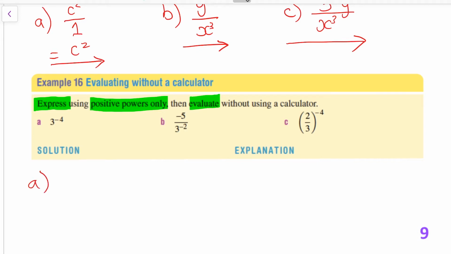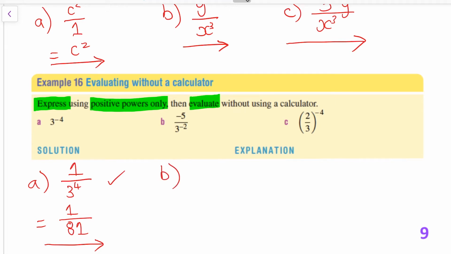3 to the negative 4 is now going to become 1 at the top and then 3 to the 4 at the bottom. Step 1 gets you that mark for changing it to a positive indice. They've asked us to evaluate, so we're not going to leave it as an index. So therefore 3 to the 4 is 3 times 3 times 3 times 3, which is 81. That is now your final answer.